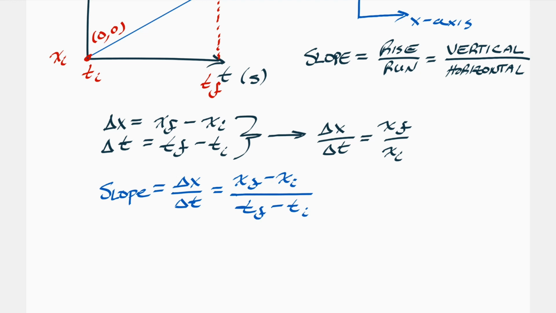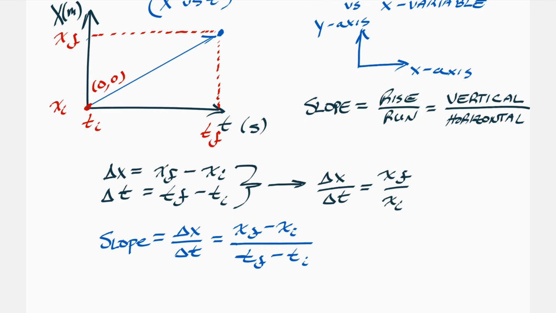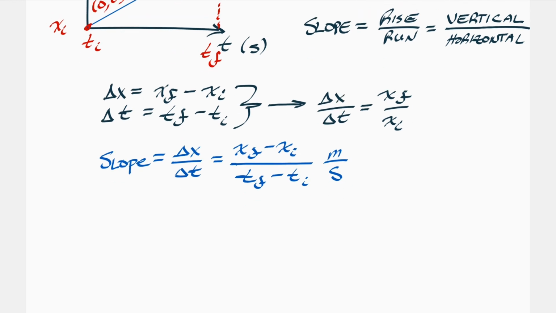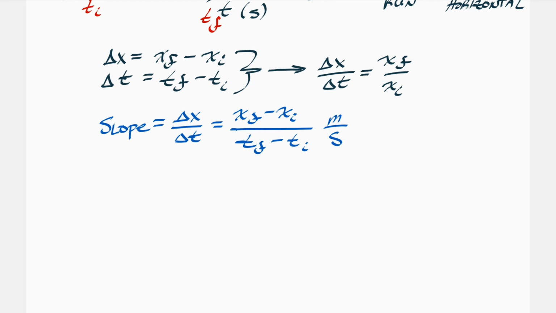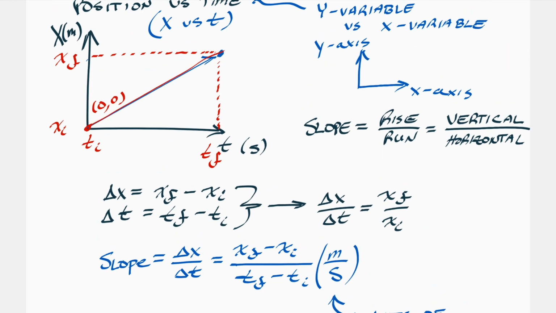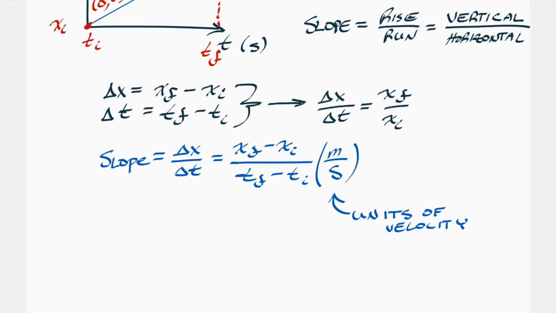Okay, but what are the units of slope, right? Because it's actually really important that we remember the units of slope. Well, our vertical units are in meters, and our horizontal units are in seconds. And so the same rule applies, and this is going to be in meters divided by seconds. Now, meters per second are actually the units of velocity. And so you can see that from an x versus t graph, if you take the slope, then you get the velocity during that time interval. And this would be an average velocity.